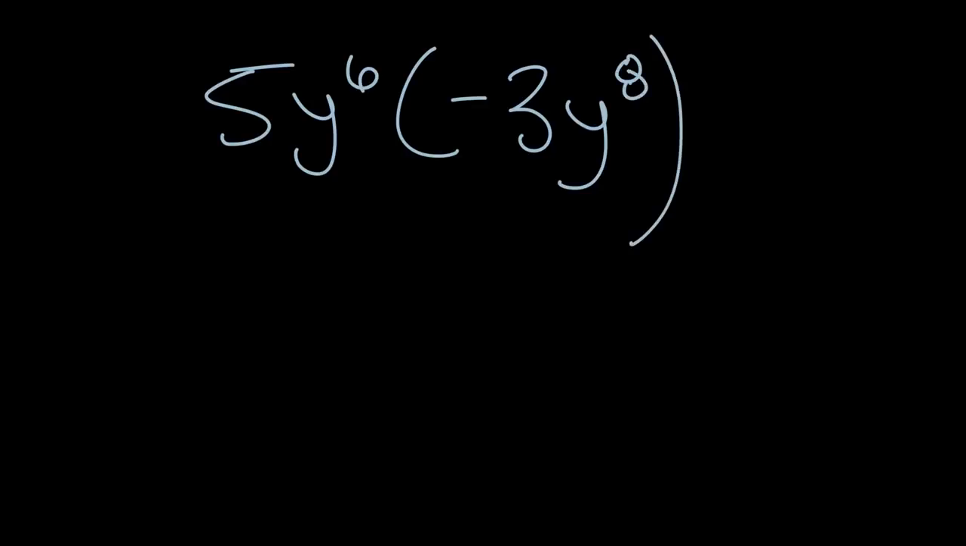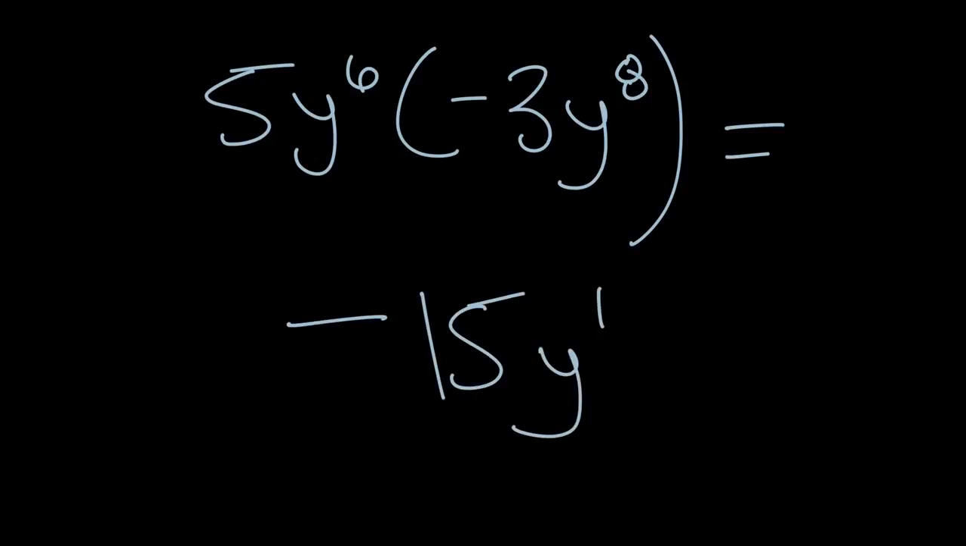What about 5y to the 6th times negative 3y to the 8th power? Again, multiply the coefficients, add the exponents, and I've got a simplified expression. Let's get really crazy here. Let's have a little fun.